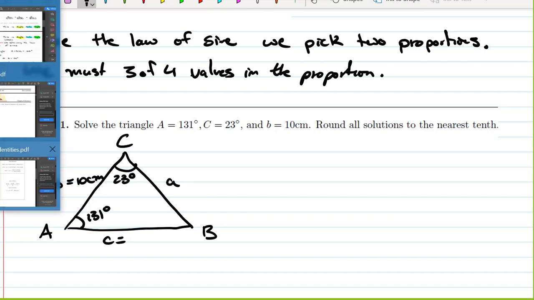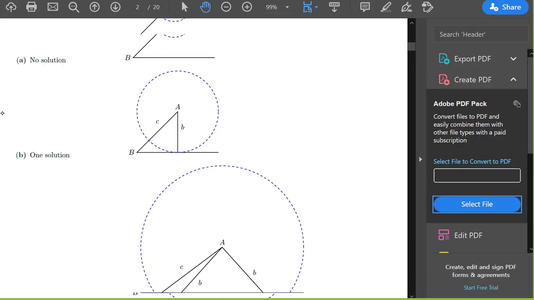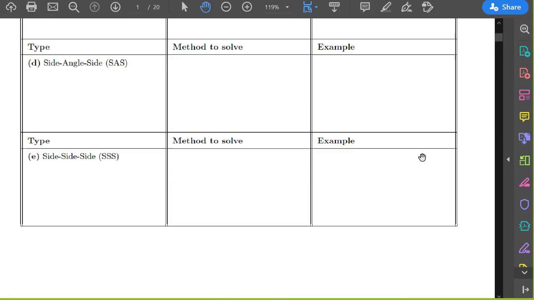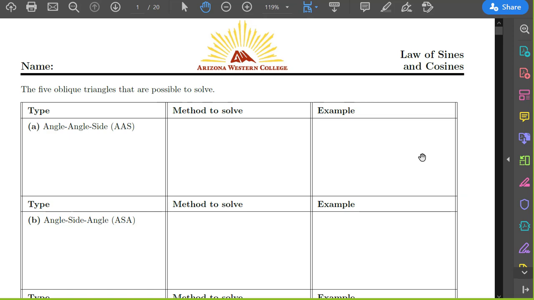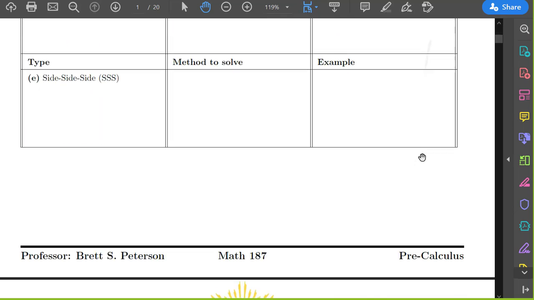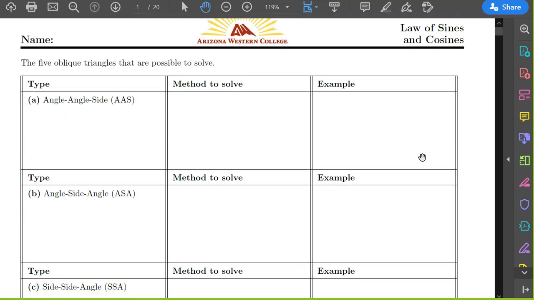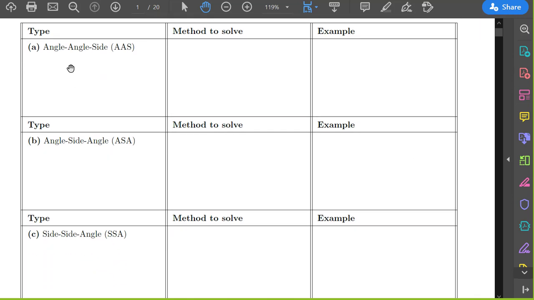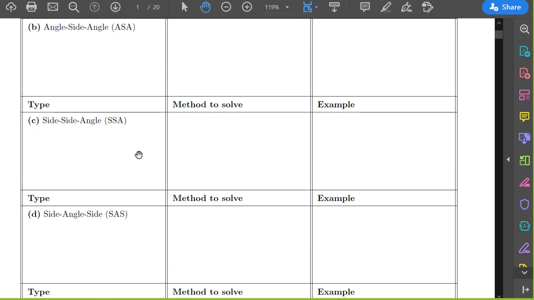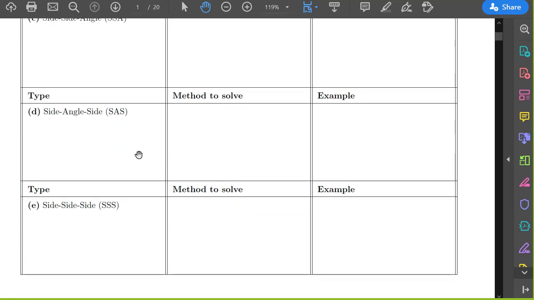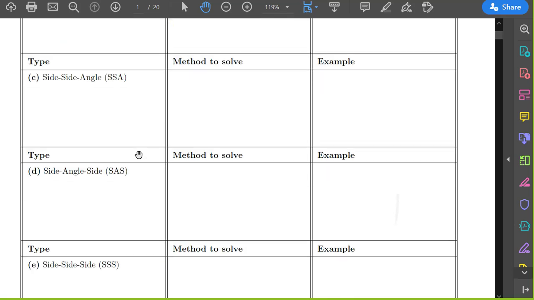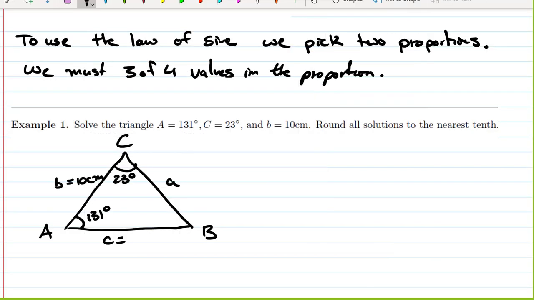So if we look at our note packet for chapter 8, if we go back to the very first page where it says law of sines and law of cosines, it's got a grid here, and it has the 5 possible oblique triangles that are labeled. So we have angle, angle, side, angle, side, angle, side, side, angle, side, angle, side, and side, side, angle. So let's go back to our example and figure out which one of these it is.